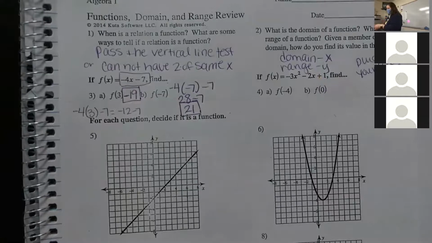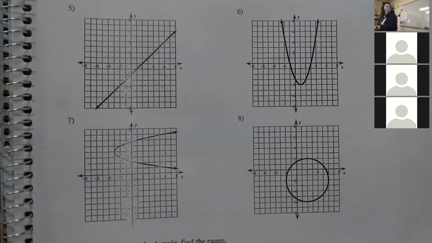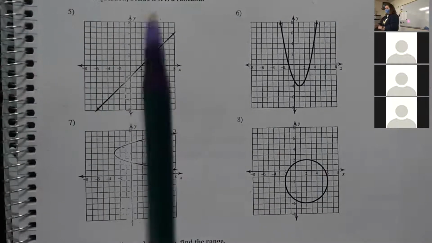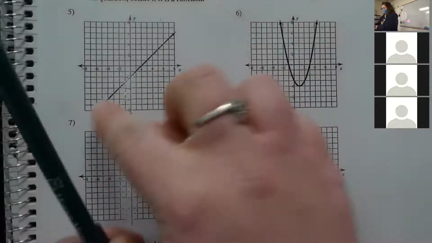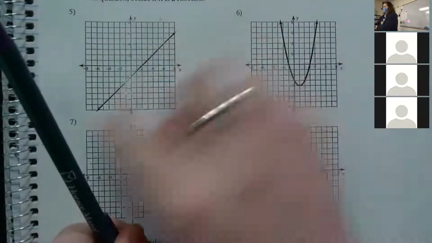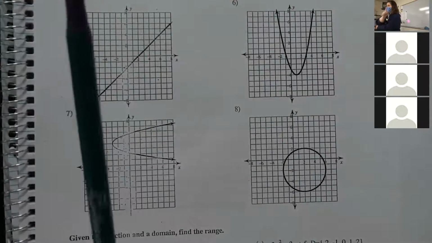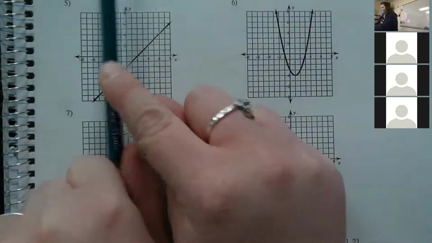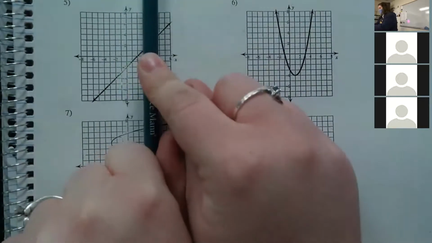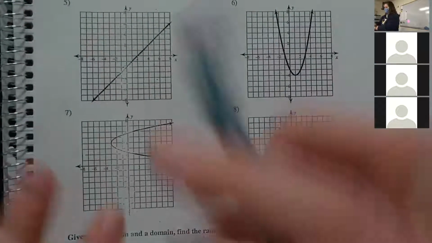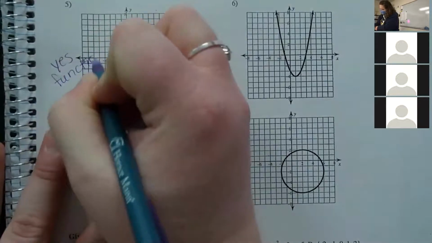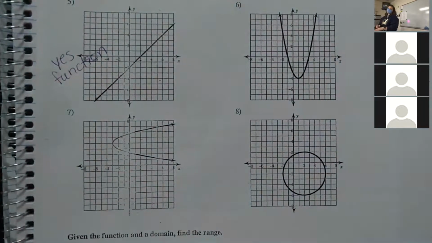Okay, 5 through 8, that's when you use that vertical line test. Remember, a vertical line is a straight line up and down. I always say use your pencil as your vertical line. The graph can only hit my vertical line once at every point through the whole graph. If it only hits at one point through the entire graph, then you're good, this is a function. So you can either just write yes, or you can write function, or yes, it is a function.